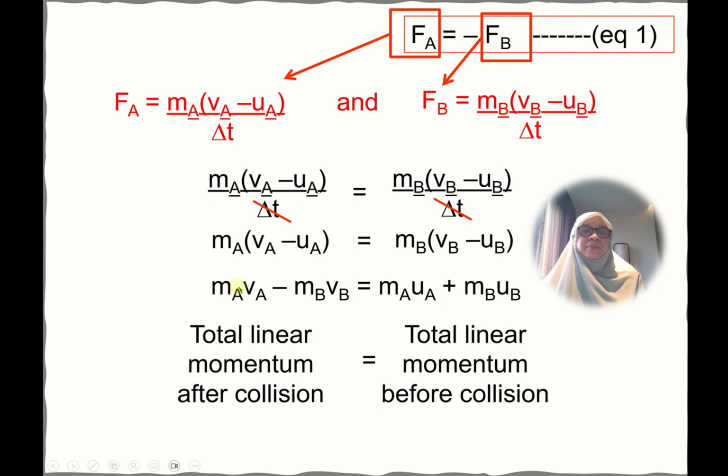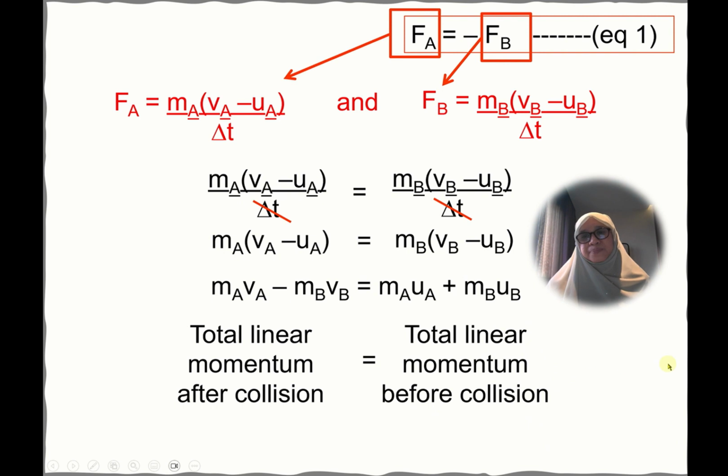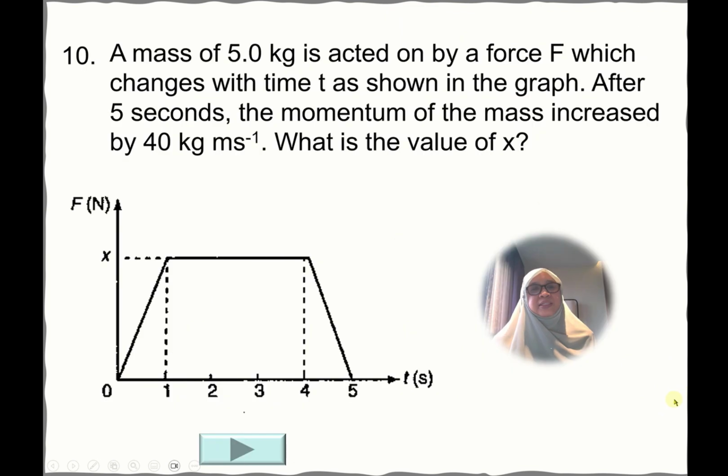This is momentum. M times v is momentum. So this is the total momentum after collision. Because of the action-reaction force just now, the total linear momentum is plus and minus, but v_B is in the negative direction. So this is still the total linear momentum after collision, and it equals the total linear momentum before collision. So it is proven that linear momentum is conserved in a collision. Okay, done. Now we go to question 10.